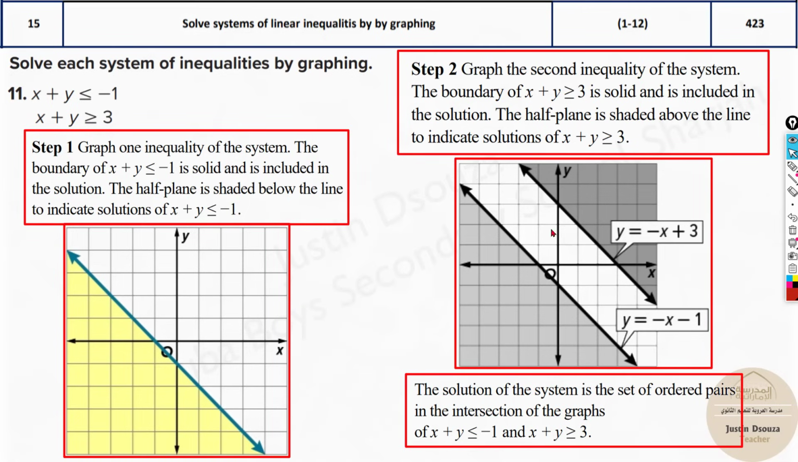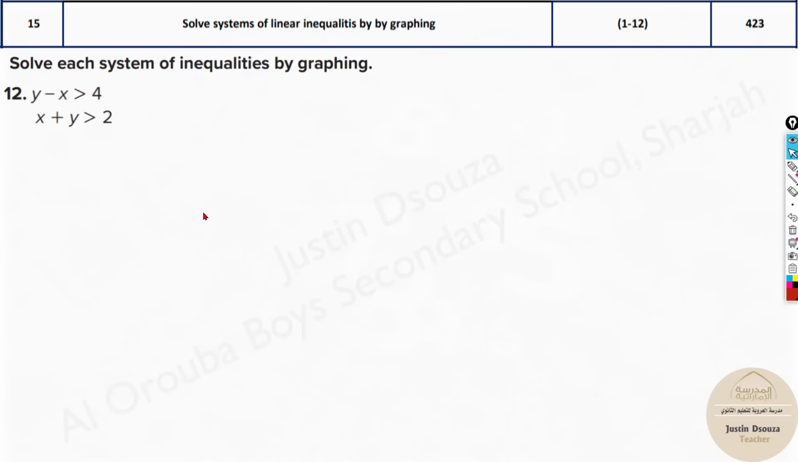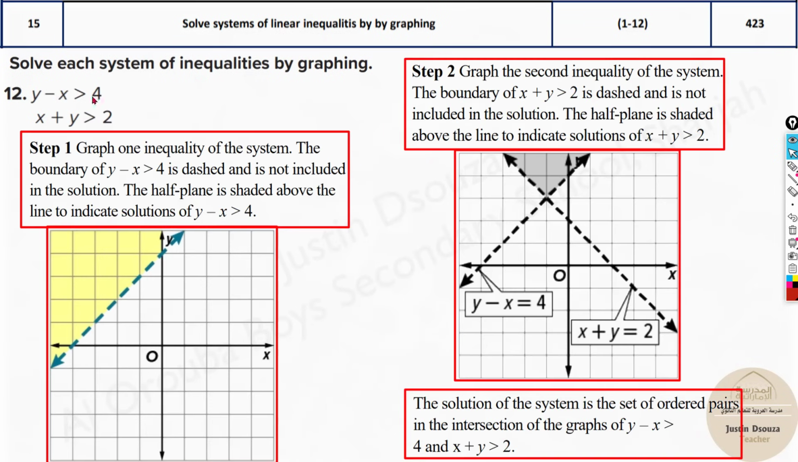Slopes are same, but they are not overlapping because they are going upwards and downwards, and the middle region is no solution. And the last problem over here, similarly, you can solve it. First, write it in the slope-intercept form. Here it will be y is greater than plus x plus 4. And over here, y is greater than minus x plus 2.